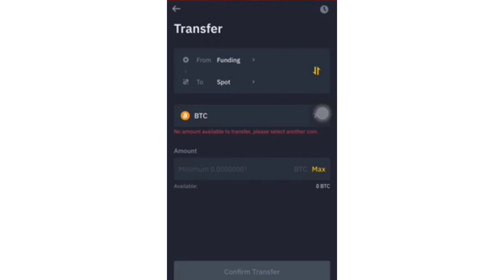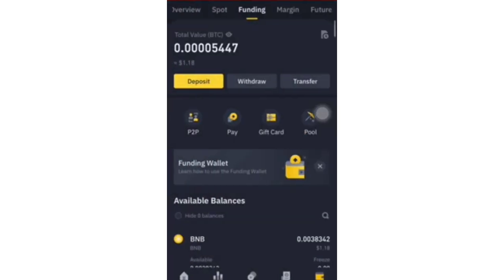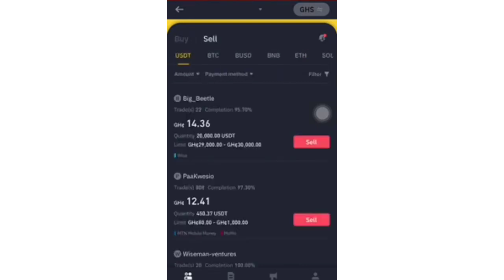If it's BTC, I have the funds on, I transfer. If it's USDT, what I'm transferring should be what the P2P supports, as you can see. I showed you guys earlier what cryptocurrencies P2P supports. As you can see them here, right? BTC, USDT, you can see the buy, you can see the sell.